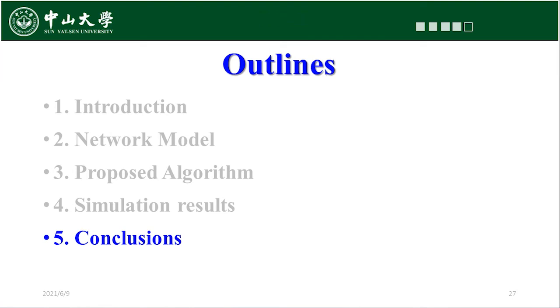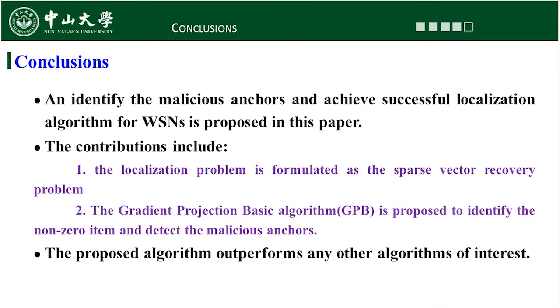In conclusion, malicious anchor nodes may tamper with transmitting power and launch non-coordinated or coordinated attacks on the network. Traditional localization methods do not consider the case of anchors under attack. Hence, we propose this algorithm to filter out the malicious nodes and achieve successful localization for wireless sensor networks.